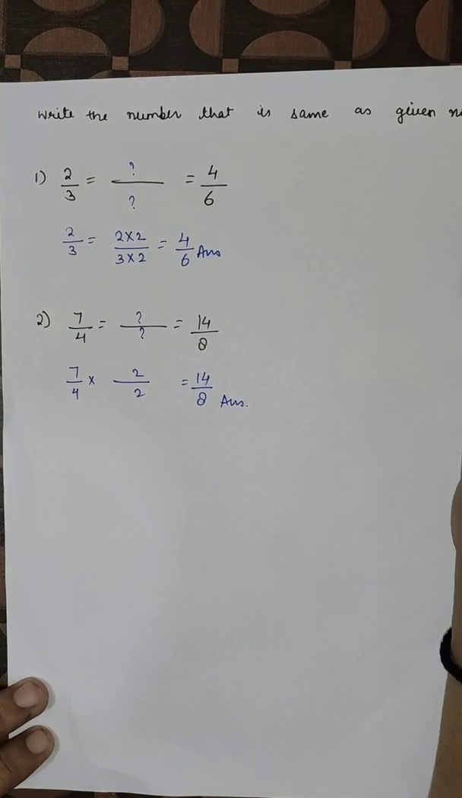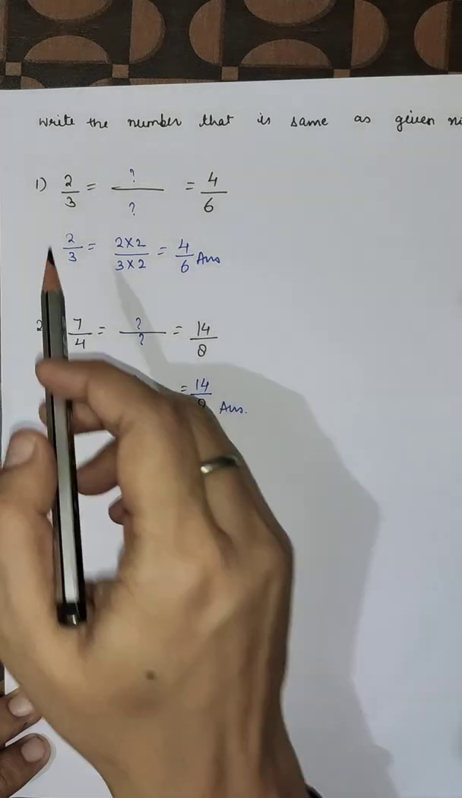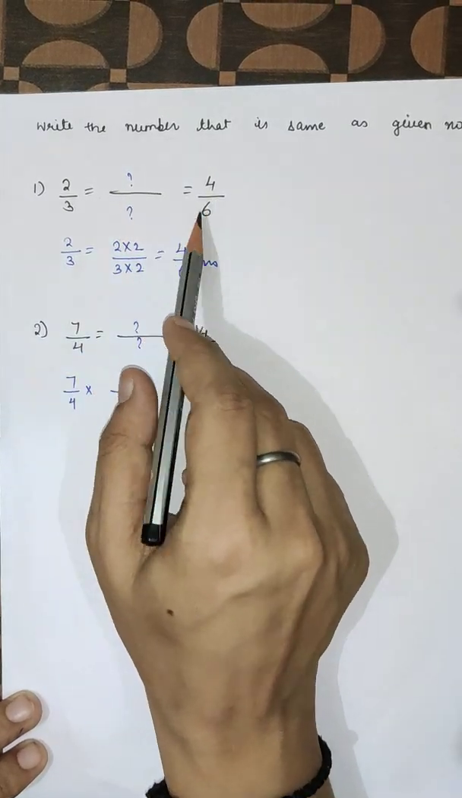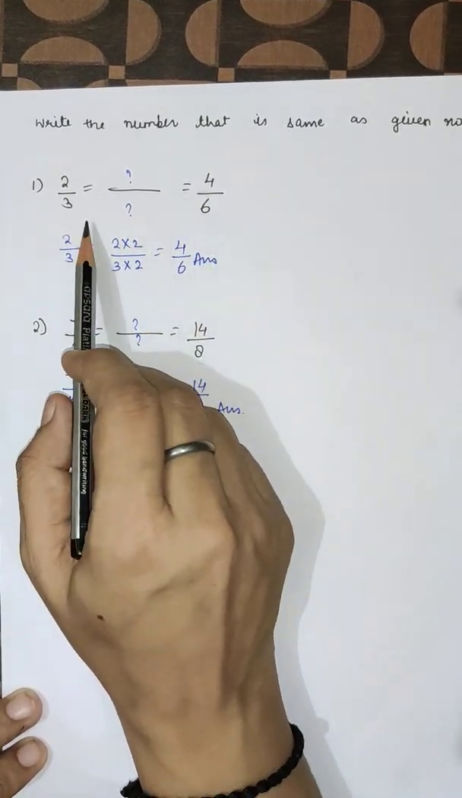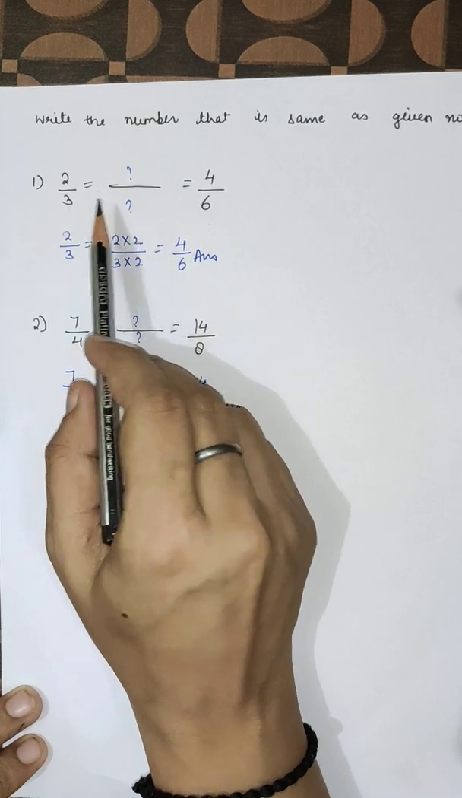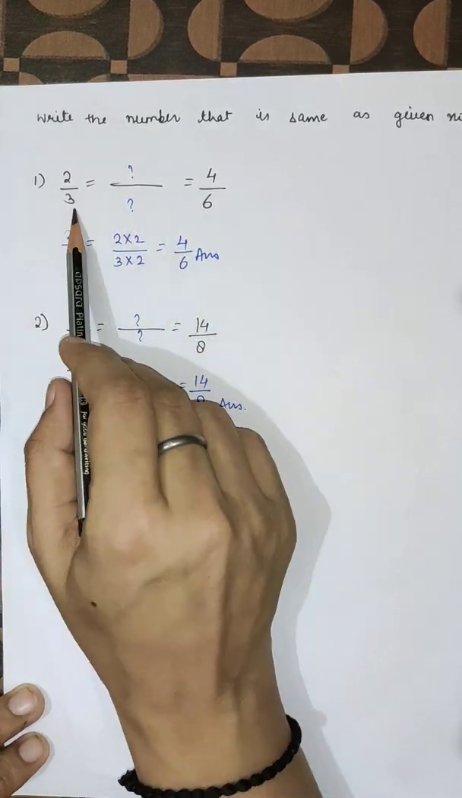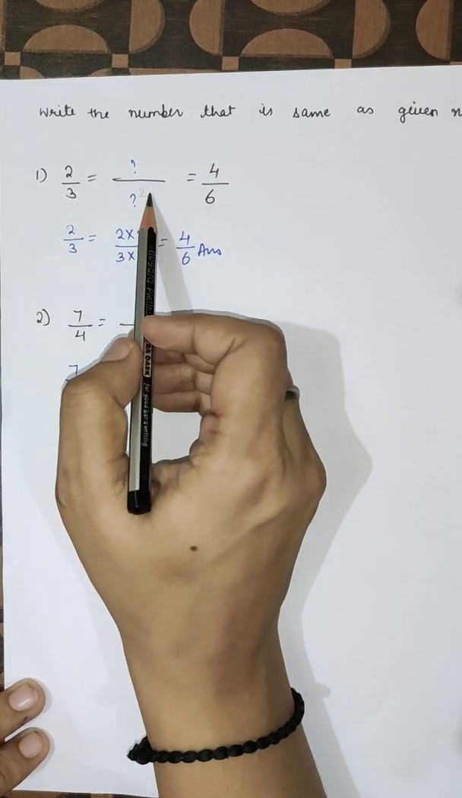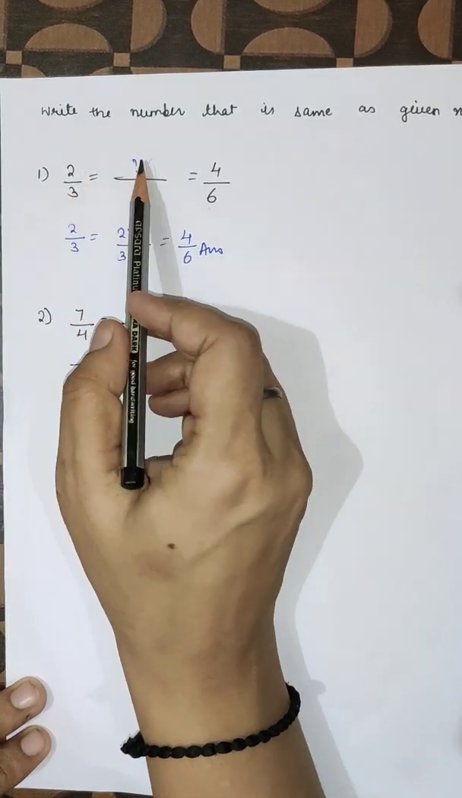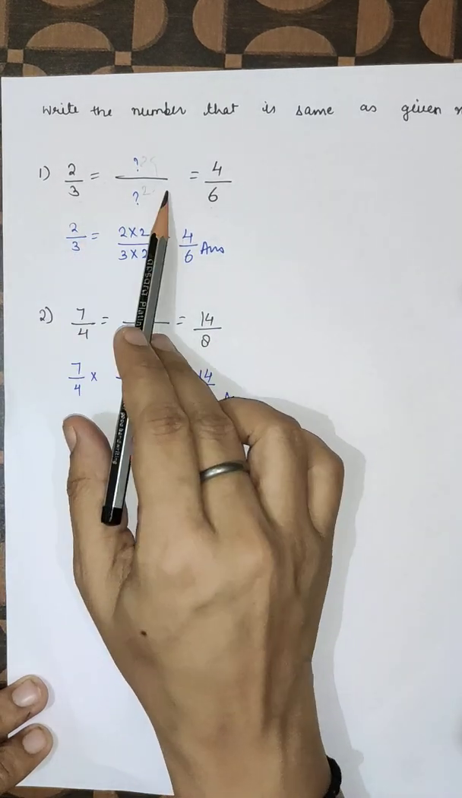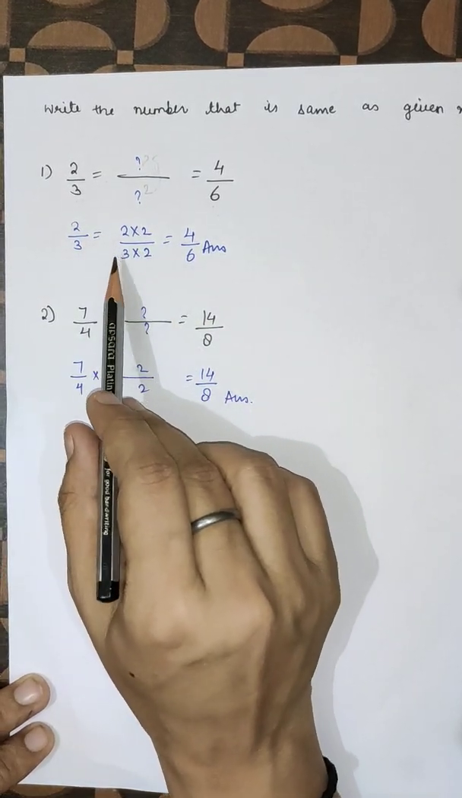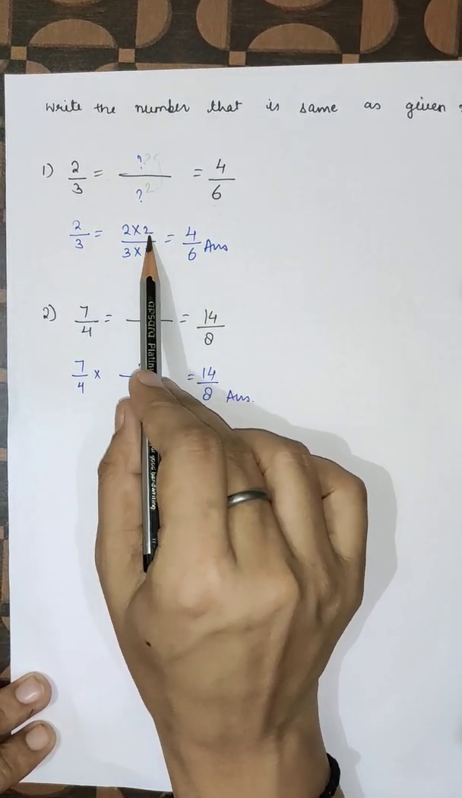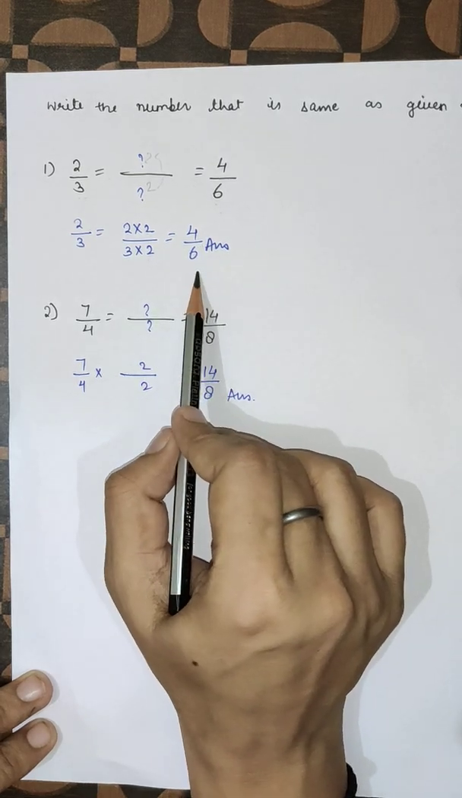Now the next: write the number that is the same as the given number. 2 by 3 is equal to what to get 4 by 6? The same question. Now we have to multiply by which number to get 6 from 3? Then 3 2s are 6. And if you multiply by 2 here, then we again multiply by 2 in the numerator. So 2 2s are 4. Then for 2 by 3 we multiply by 2 by 2 to get 4 by 6.